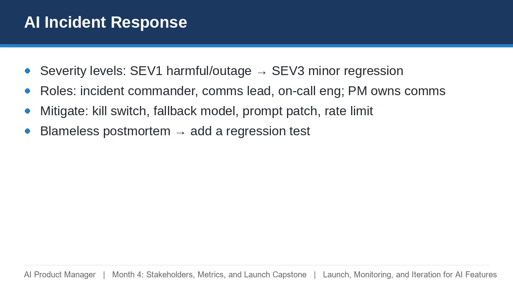Define severity levels, from SEV1 for harmful output or an outage down to SEV3 for a minor quality regression. Assign roles ahead of time: an incident commander, a comms lead, on-call engineering, and as the PM you typically own stakeholder and user communication and the rollback call. Mitigations include the feature flag kill switch, falling back to a previous model or rules system, patching the prompt, or rate limiting. Always finish with a blameless postmortem and add a regression test.